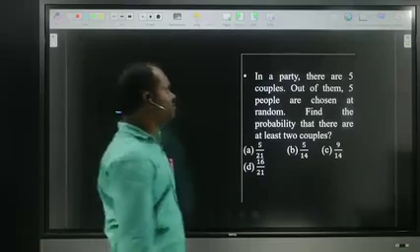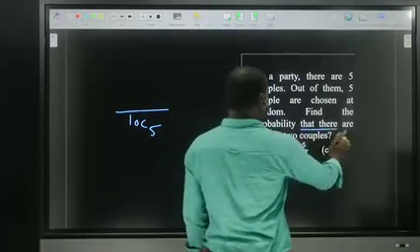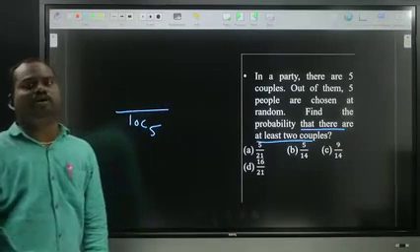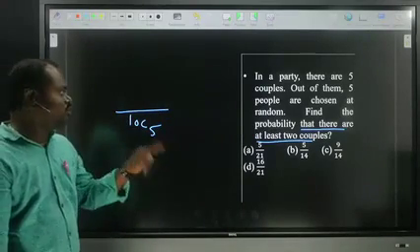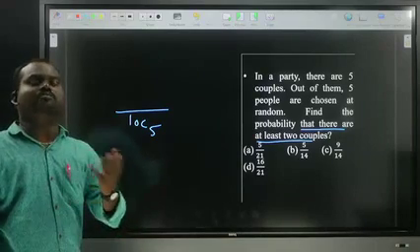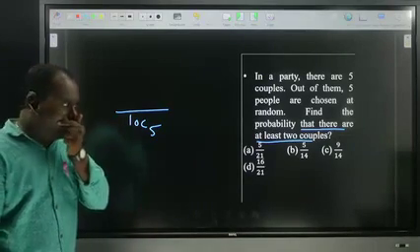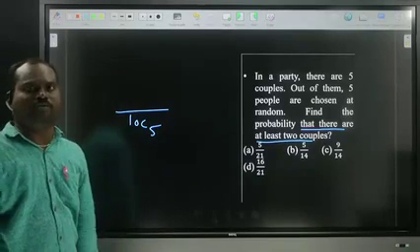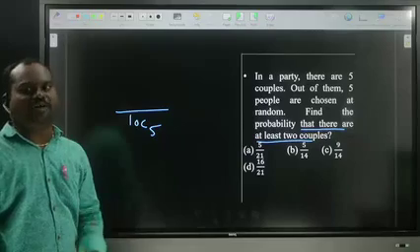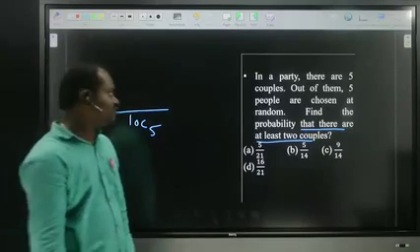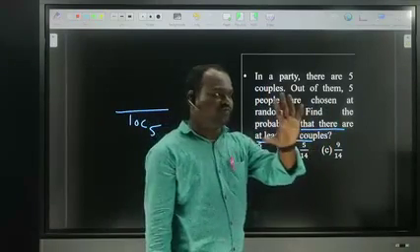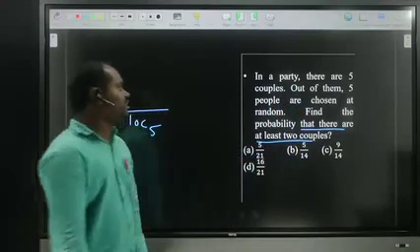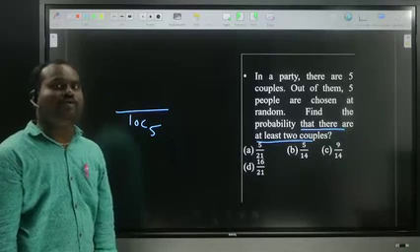Now what is the question given? Find the probability that there are at least 2 couples. At least 2 couples means 2 couples or more than 2 couples. But more than 2 couples are not possible. Why? We are selecting 5 persons. With 5 persons, only 2 couples are possible. More than 2 is not possible. Okay?